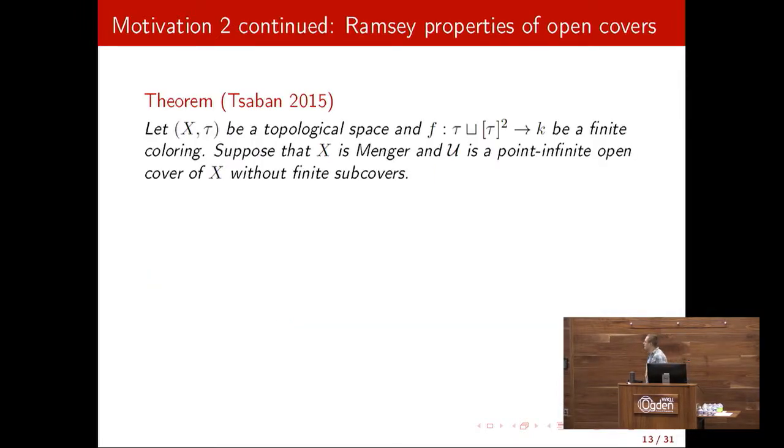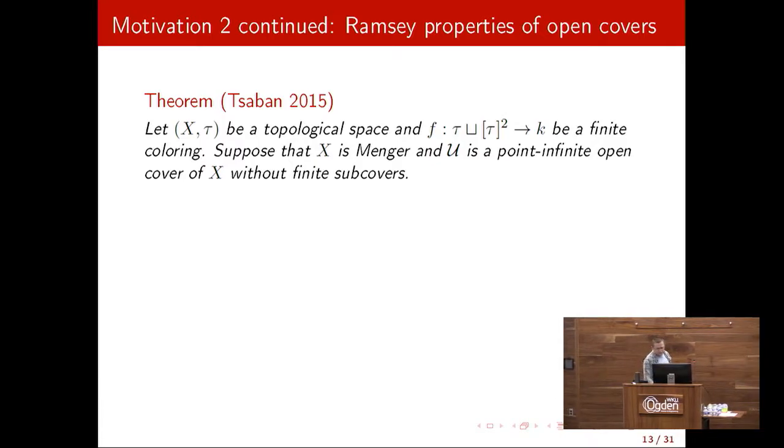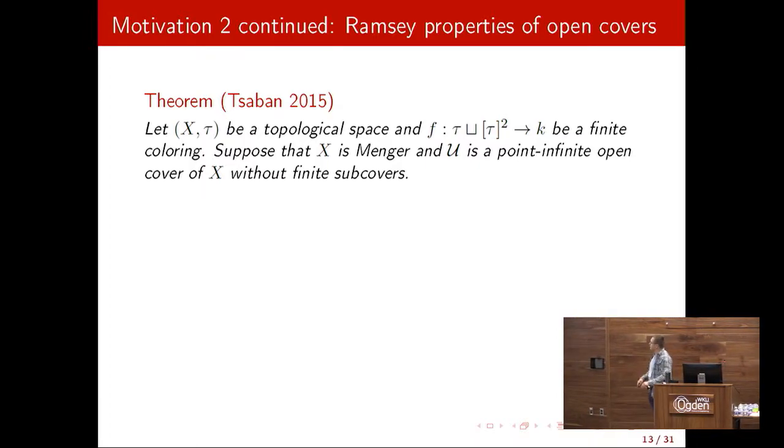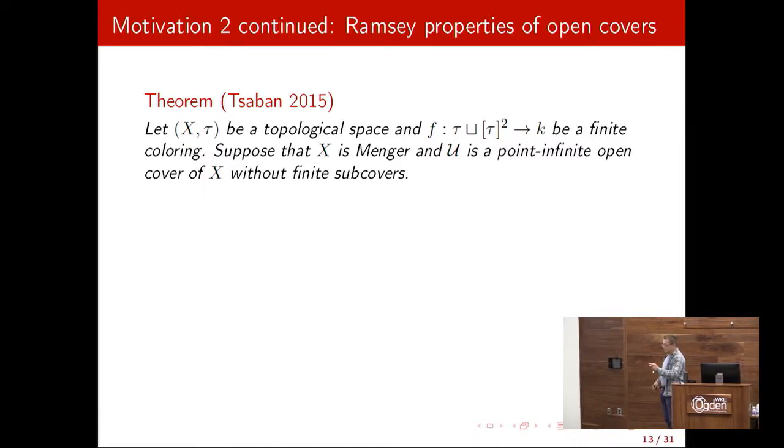And another thing, again from Ramsey theory, let me mention to you the following result of Szabo. So if you have a topological space and you color not only open sets, but also pairs of open sets, by some finite number of colors. Now suppose that the space is Menger and your cover is point-infinite. Point-infinite means that any point of your space is covered by infinitely many elements of your cover.